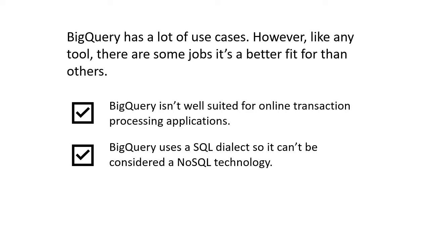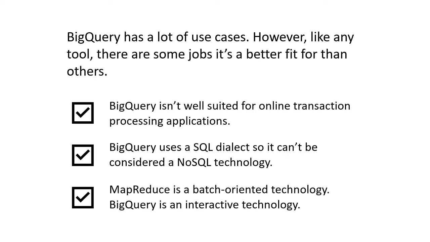If it's not relational nor NoSQL, then maybe it's MapReduce. MapReduce is one of the core technologies for making computations over big data. However, MapReduce is a batch-oriented technology, and BigQuery is an interactive one. Batch-oriented means the jobs are run over a period of time before the results are available. Additionally, BigQuery doesn't use any component of MapReduce under the hood.